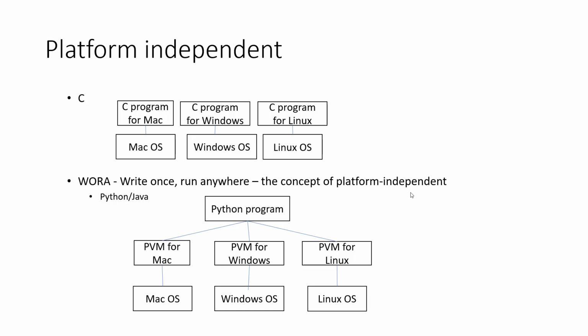Python is popular because it is platform independent. If you take the C programming language, a C program is platform dependent because we are required to write a separate program for each platform. If you take Mac, we have to write a separate C program for Mac, a separate C program for the Windows operating system, and a separate C program for the Linux operating system.